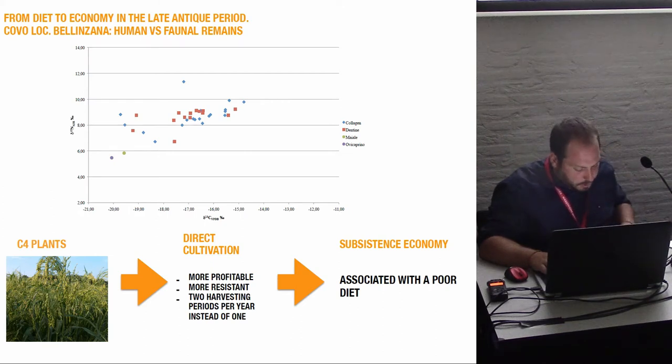In Covo località Bellinzana, the population ate mostly sorghum and millet, C4 plants, except for four people with a C3 plants-based diet. The fauna samples from the same site showed they had a varied food supply based on C3 plants.